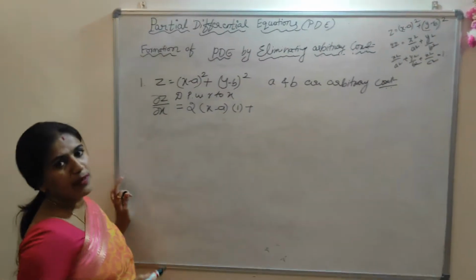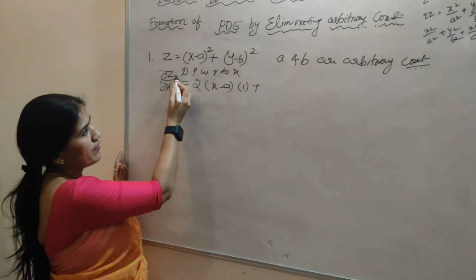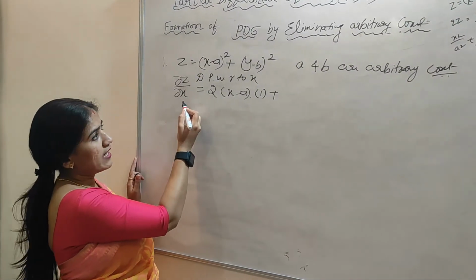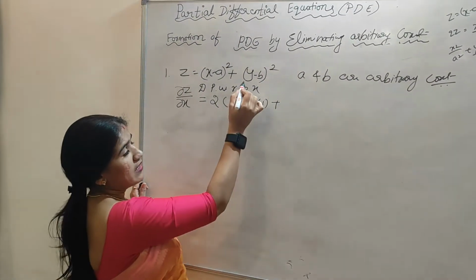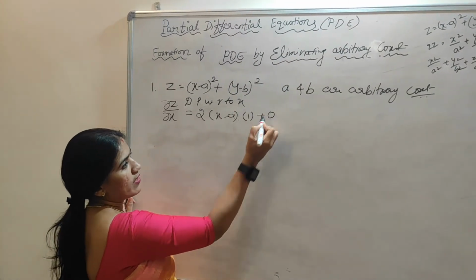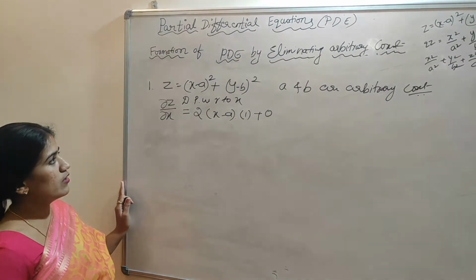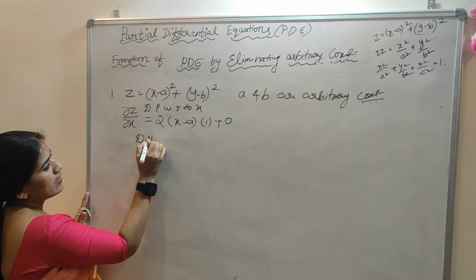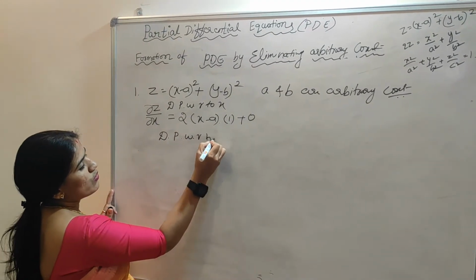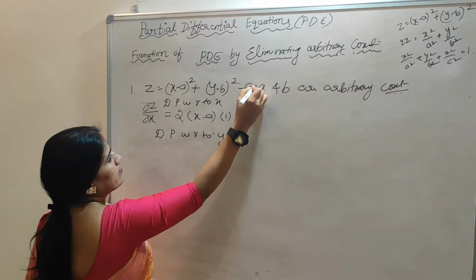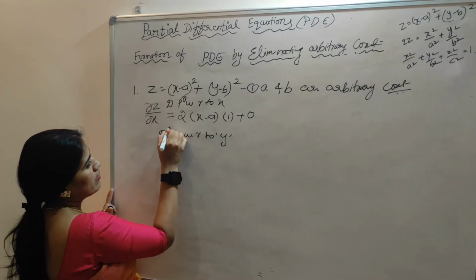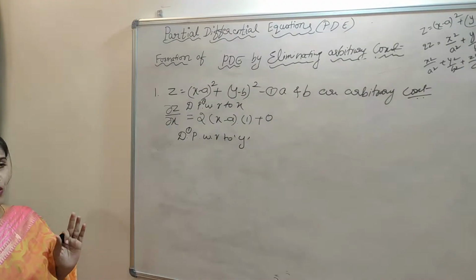Now from the rule of partial differentiation, when you differentiate z partially with respect to x, we should treat y as constant. That's why y minus b whole square is constant, so it is 0. I'll call this equation 1, and again differentiate equation 1 partially with respect to y.